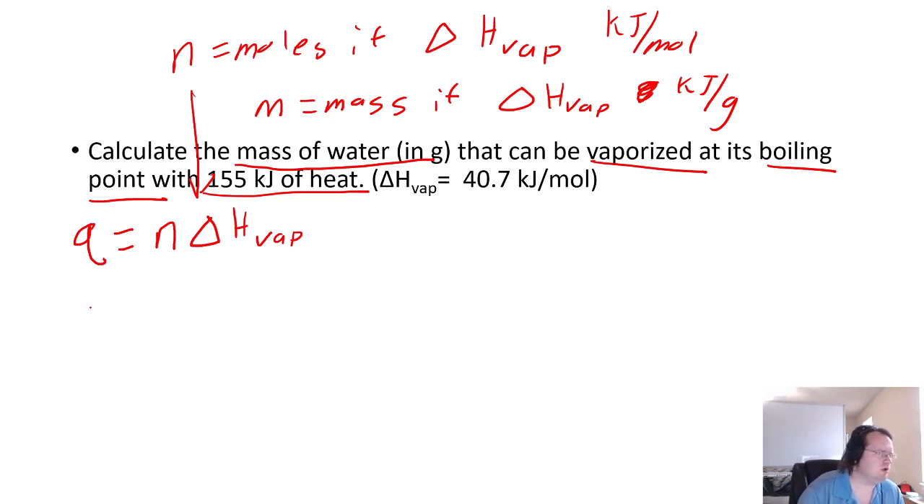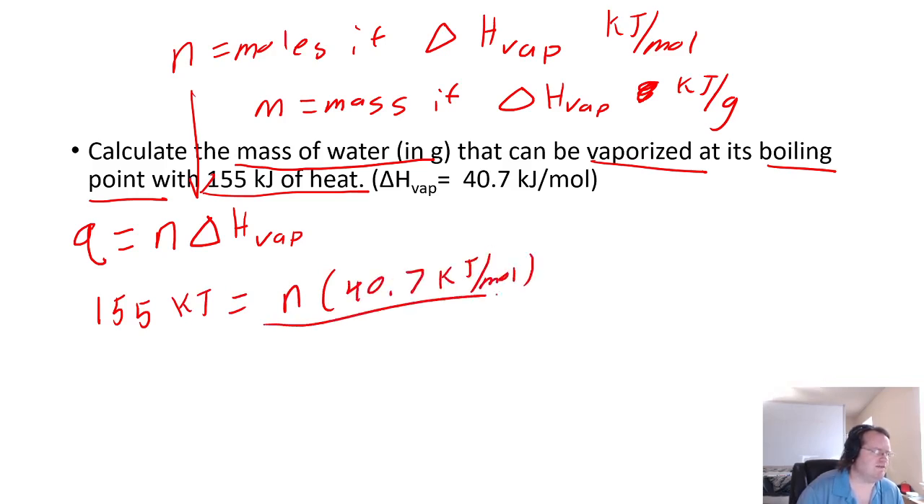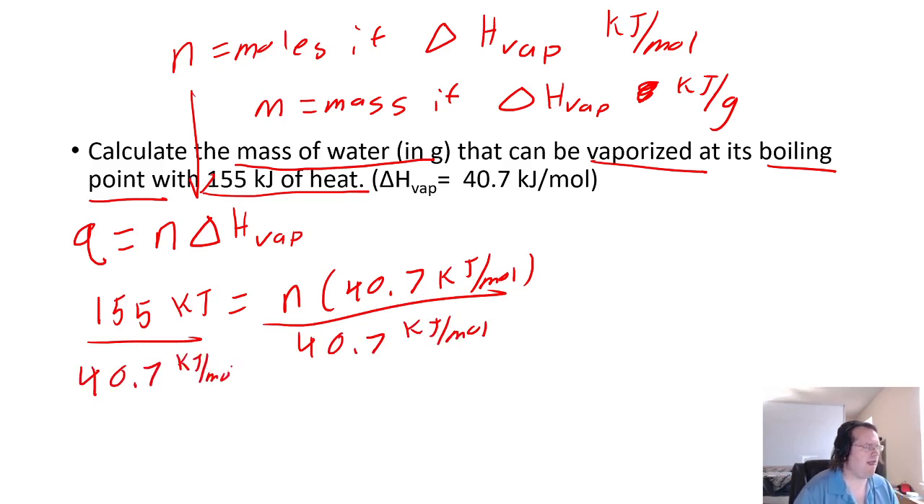So we know Q is 155 kilojoules, they told us. We don't know N. And we know delta H of vaporization is 40.7 kilojoules per mole. So I'm going to divide both sides by 40.7 kilojoules per mole. And when I do that, see what I get. I haven't done this one yet. I'm going to get 3.80 moles of water.